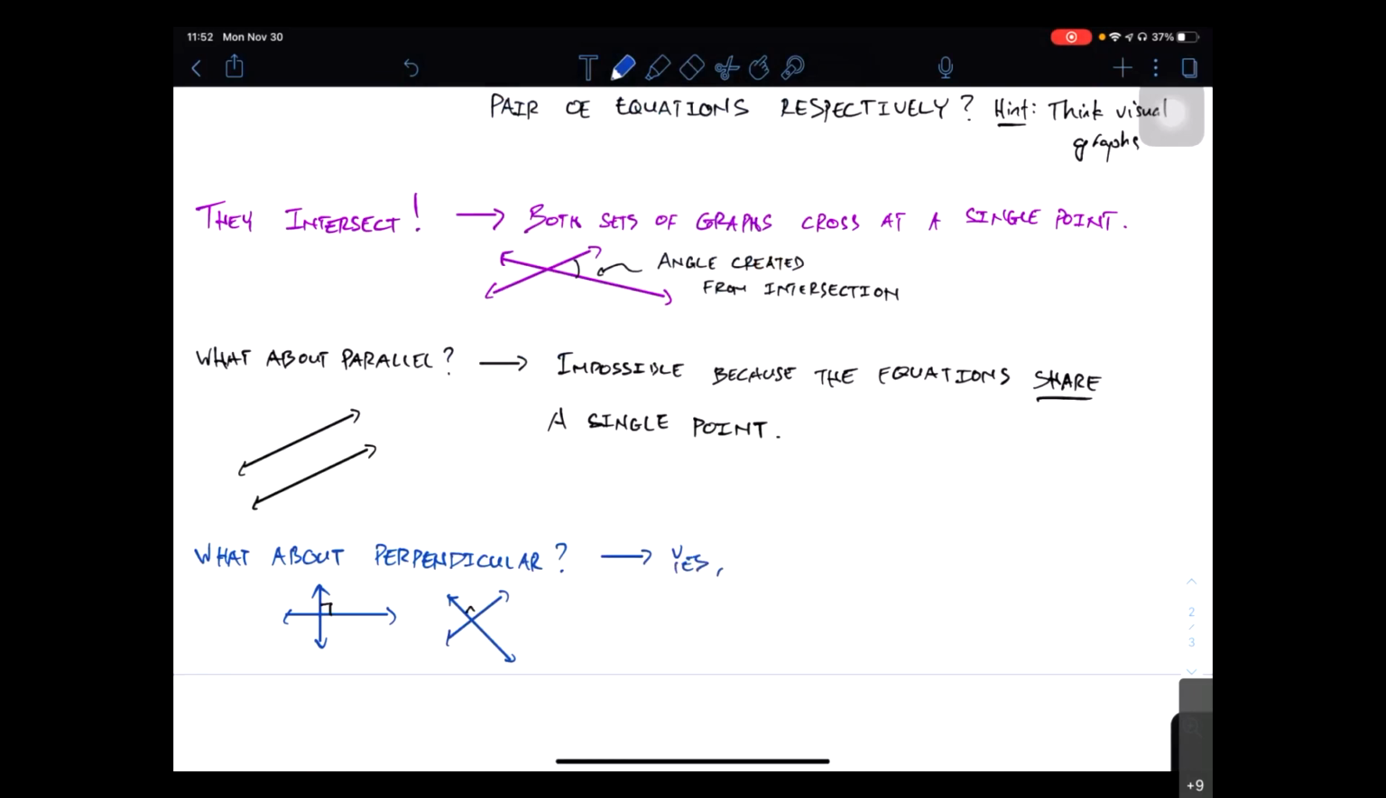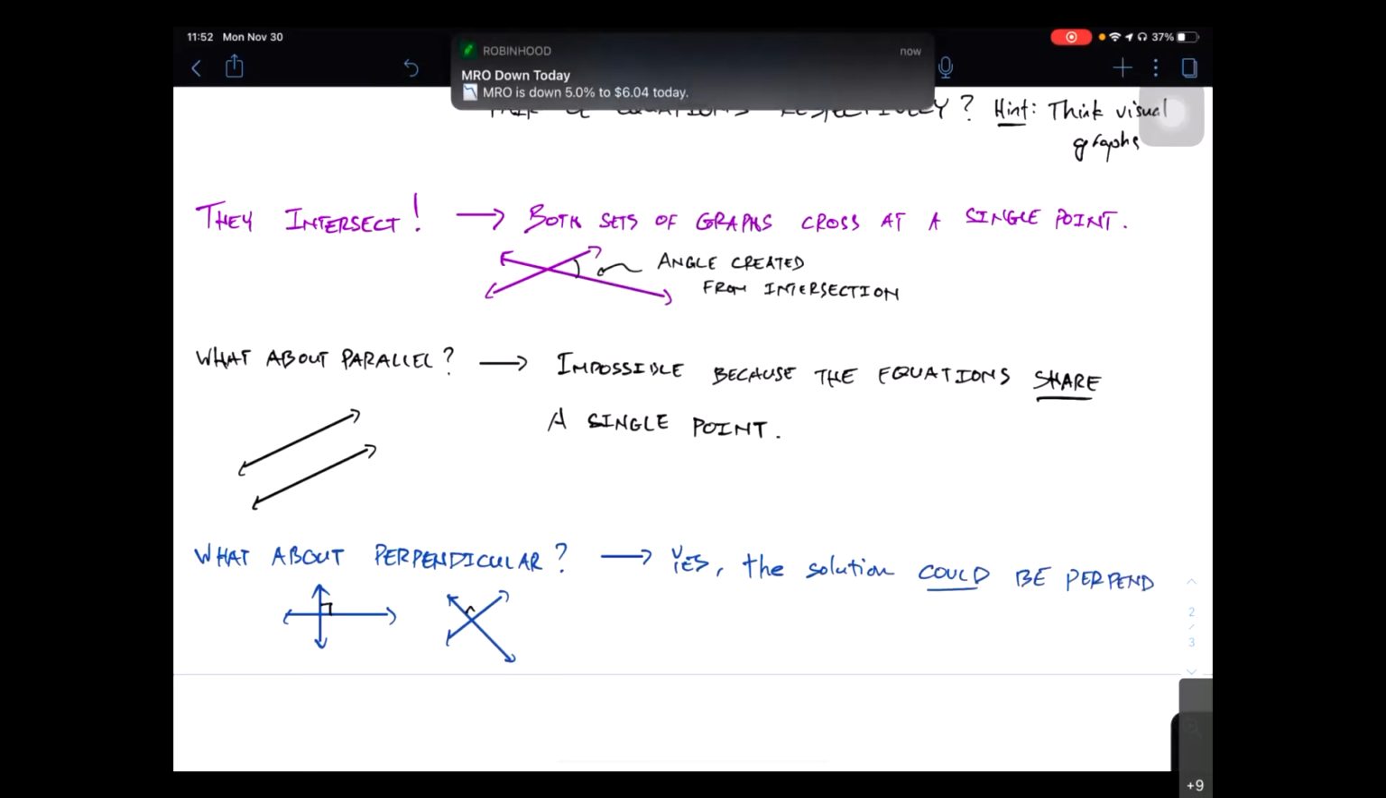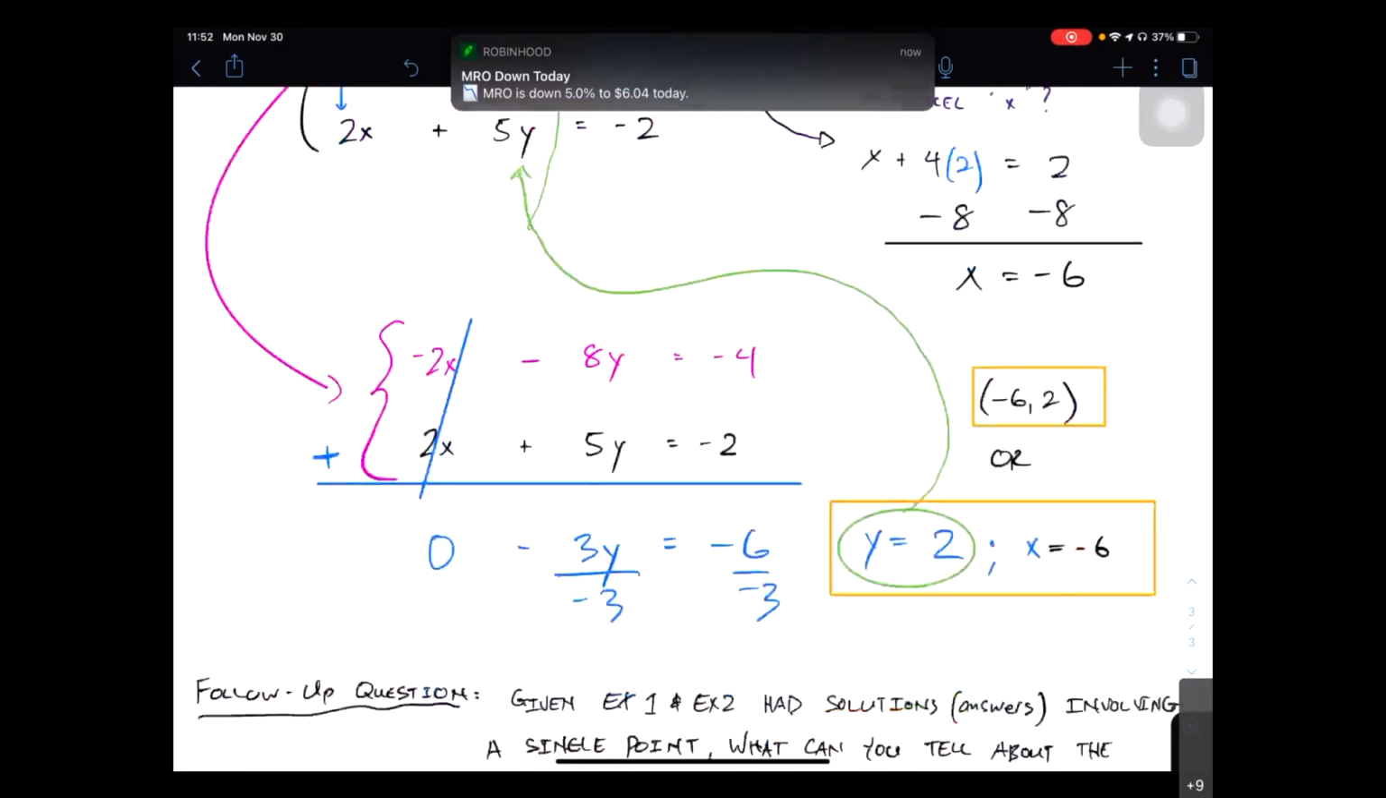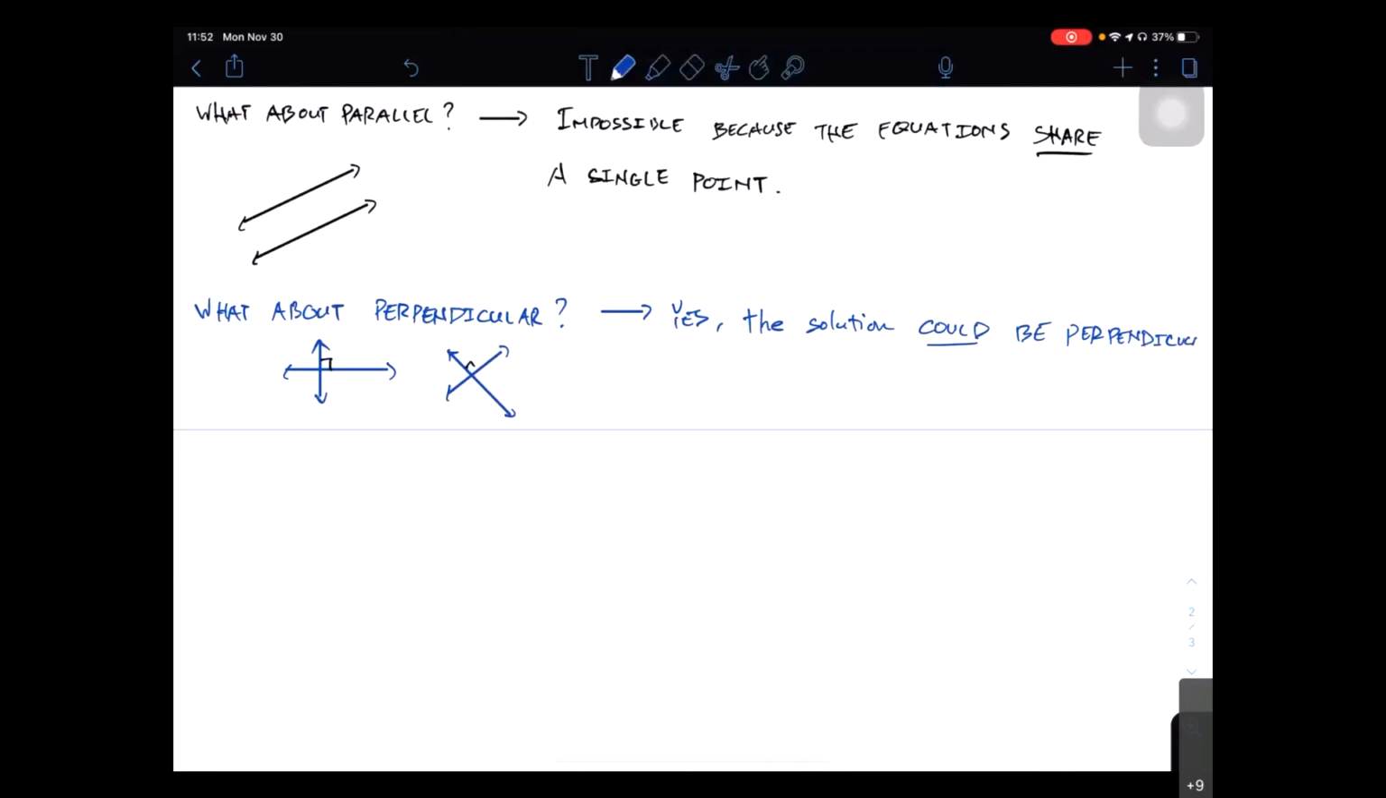Yes, the solution could be perpendicular. I'm not sure if you all remember, but to find whether it is perpendicular, the solution could be perpendicular, but the slopes must be, remember this term, negative reciprocals.